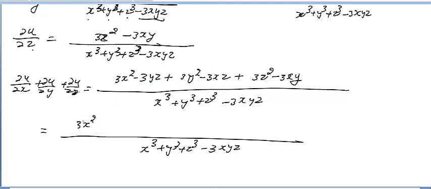What we will write? 3 is outside, x square plus y square plus z square, and plus minus xy minus yz minus zx.